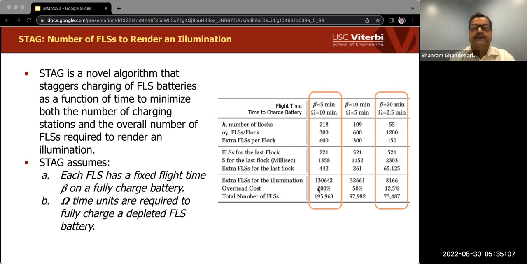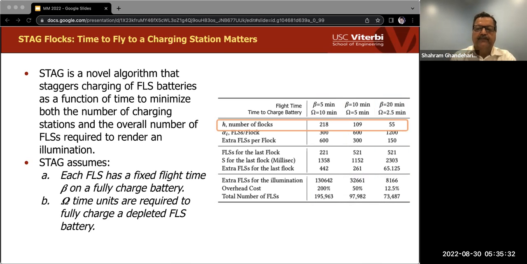If future drones increase their flight time fourfold to 20 minutes and shrink the time to charge their batteries fourfold to 2.5 minutes, then STAG reduces the number of extra FLSs proportionally to 12.5%. In other words, STAG scales as a function of beta and omega.